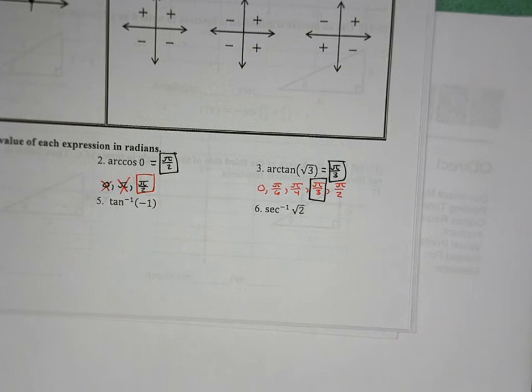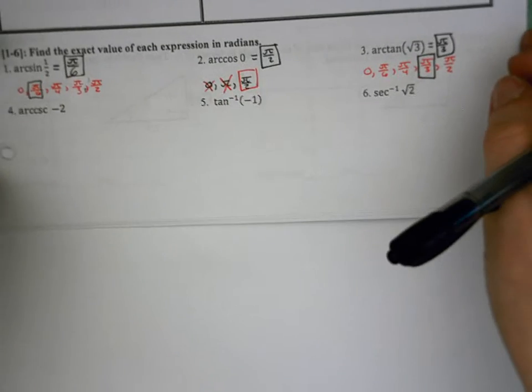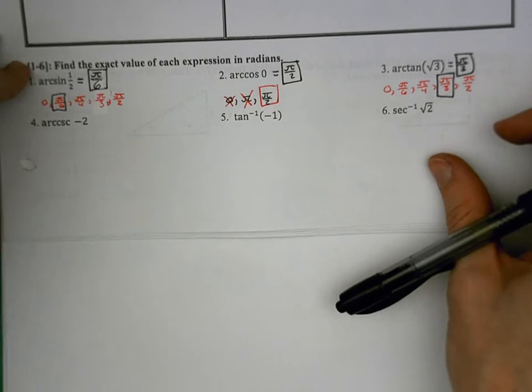Okay, again, one more time, make sure you are pausing the video, trying these on your own, restarting it either when you are stuck or have an answer that you are ready to check. But I'm going to keep moving through these last 3. Number 4, arc cosecant of negative 2.